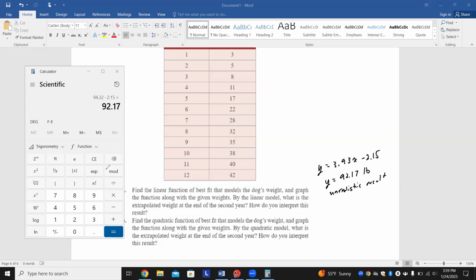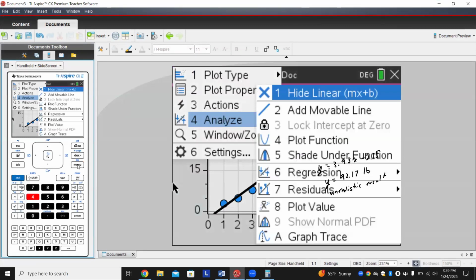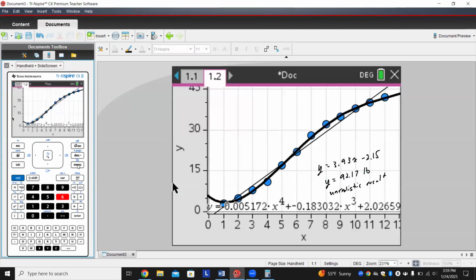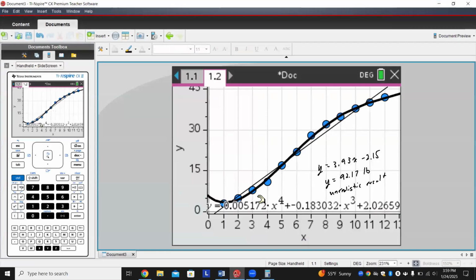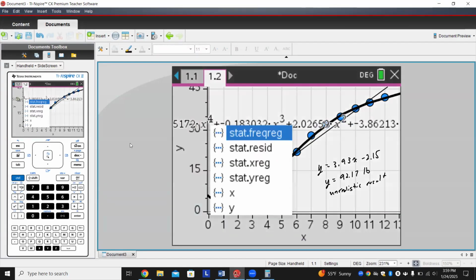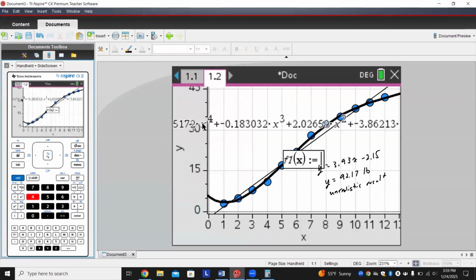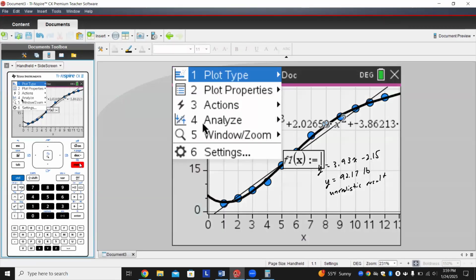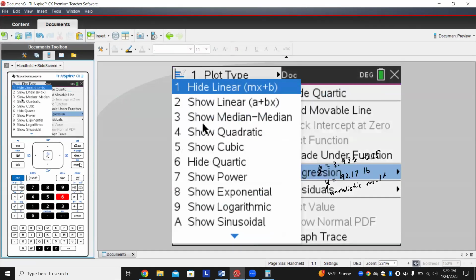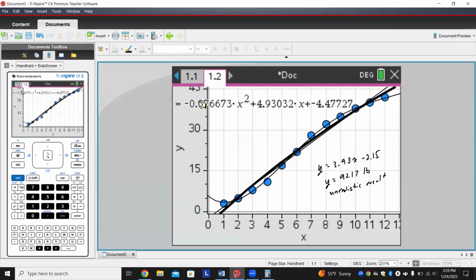And then do the same thing with the quadratic. So I'll do this one more time for you. So again, that's going to be menu, analyze, regression. This time I'm going to do quadratic. And then there's my new equation. You can always drag it if you need to see it better. Oh, I did not choose the right one. So that's 4. Dang, what's going on? 4, 6. Where's quadratic? Oh, I put quartic. Quadratic is 4. Not bad. There it is. That's the right one.